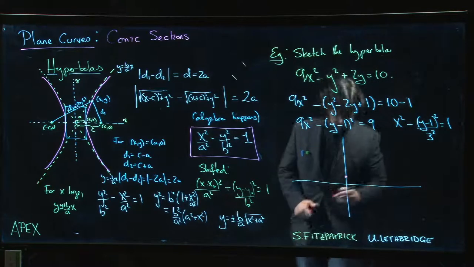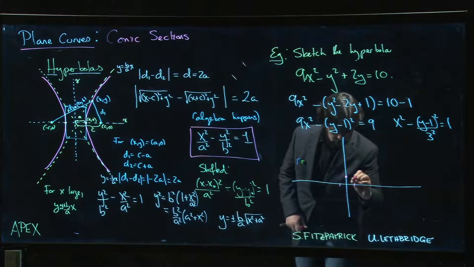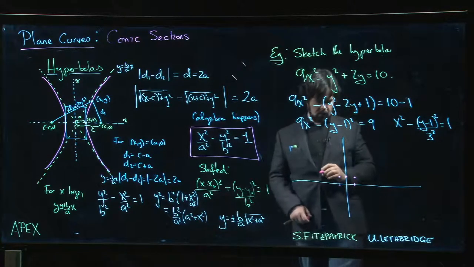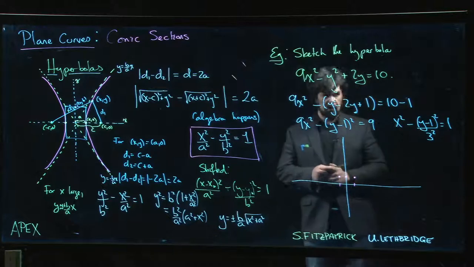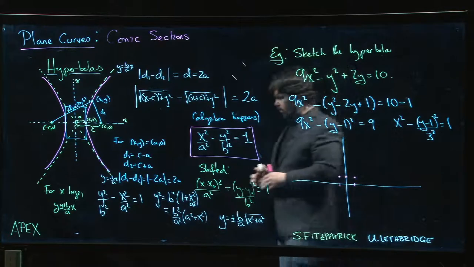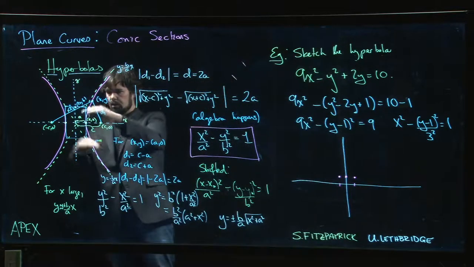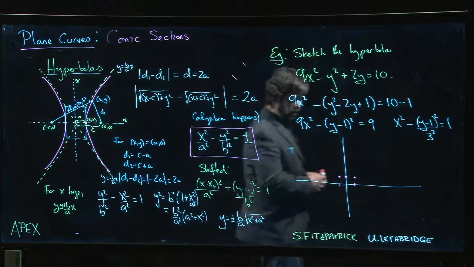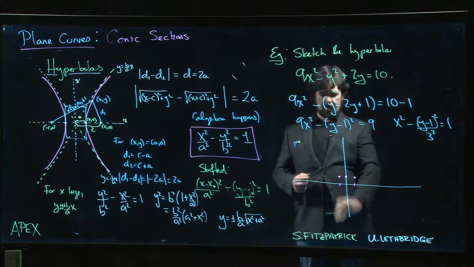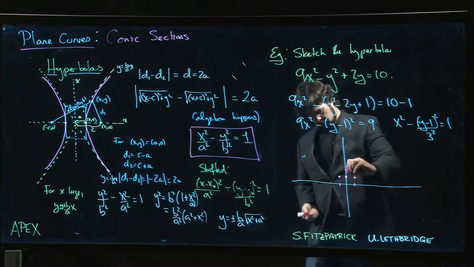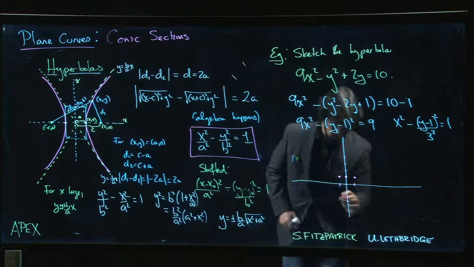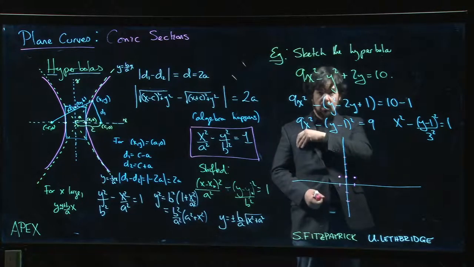So the vertices are going to be here and here: (1, 1) and (minus 1, 1). Okay, so we've got that. Now we've got to get the little box in. So x goes between 1 and minus 1. For y, we go up or down by 3 units, so we can go up 1, 2, 3, or down 1, 2, 3. And we draw in that little box.